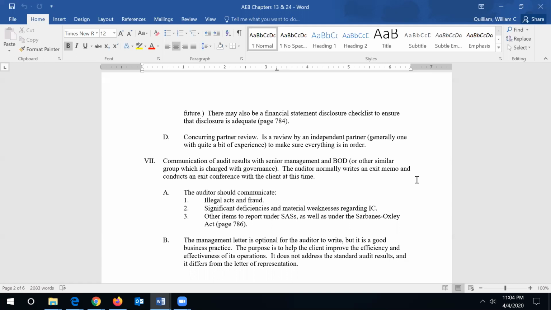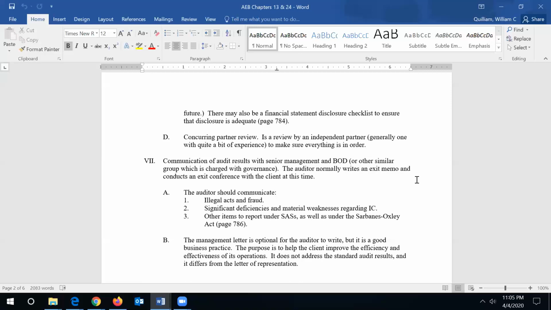So here are some things we must communicate. Any illegal acts or fraud. Also, any significant deficiencies and material weaknesses regarding internal control, because all those things are very important. Then there are some other items to report under the SASs, under the Sarbanes-Oxley Act. Take a look at page 76 when you have a chance, just a few things there, and that will suffice.